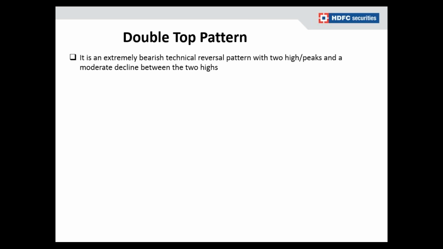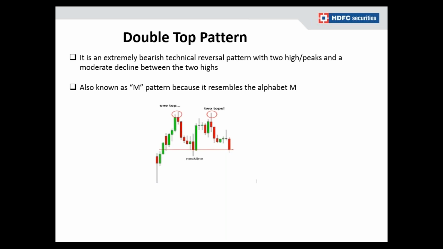If you remember our part 2 webinar, we studied the double bottom pattern, and the double bottom pattern was similar to the alphabet W. Now the double top pattern is similar to the alphabet M. I'm not saying it's exactly like the alphabet M, but it resembles it. You can see how M has two tops and there's this decline in between. This is how a double top pattern looks.